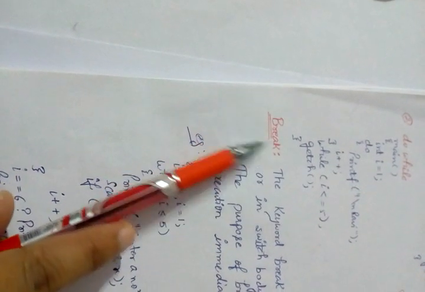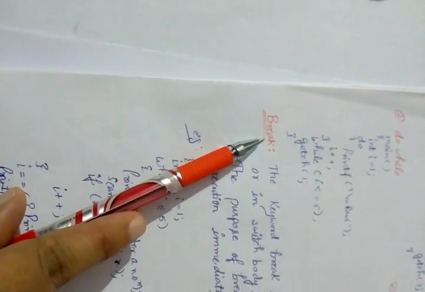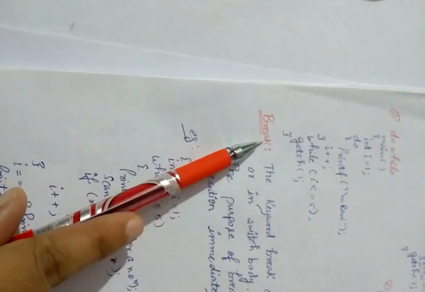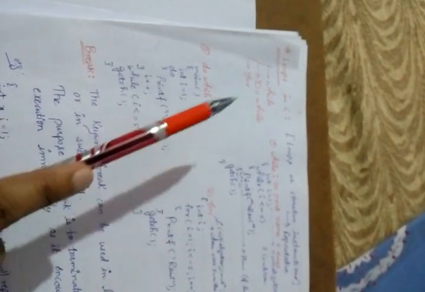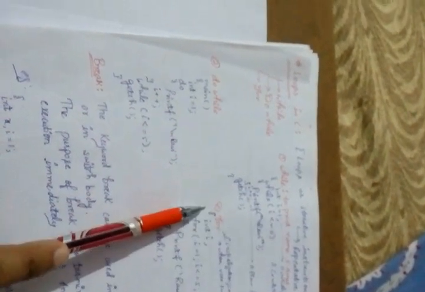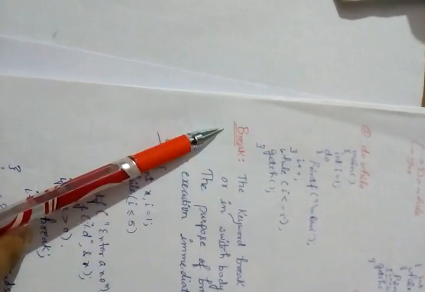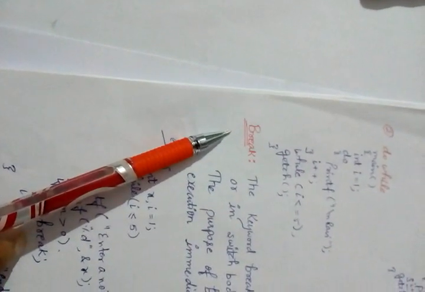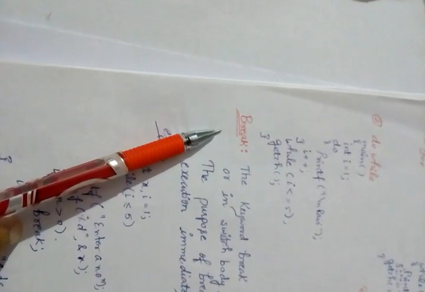Next is break. Break is basically a keyword that can be used in a loop body or in a switch body. Loops, as we have discussed before, are while, do while and for loop. Switch will be discussed in the next lecture. So the purpose of break is just to break, or we can say to terminate the loop's execution immediately as it is encountered.